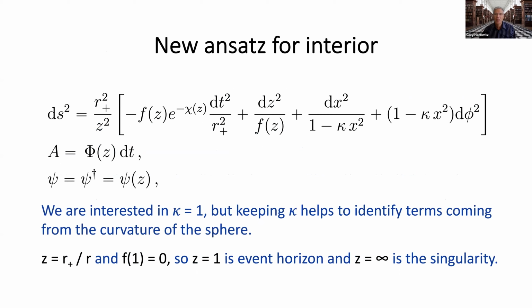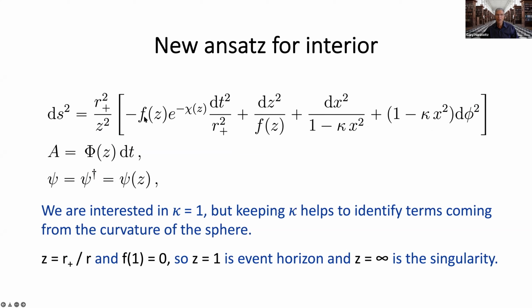Okay, so we're going to adopt a slightly different ansatz for the interior solution. The vector potential and charged scalar will be very similar. We're simply adopting a new radial coordinate z rather than r. The ansatz for the metric is different. The metric will still be spherically symmetric, but I'm choosing to write it in this way with the parameter kappa. The case of interest is kappa equal to 1, so this is a round sphere, but keeping kappa lets us identify terms in the equations depending on the curvature of the sphere more easily.